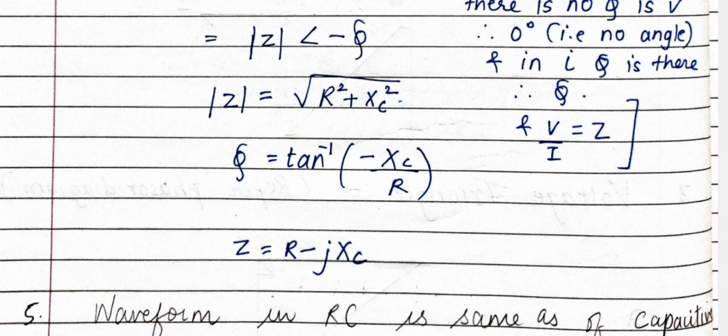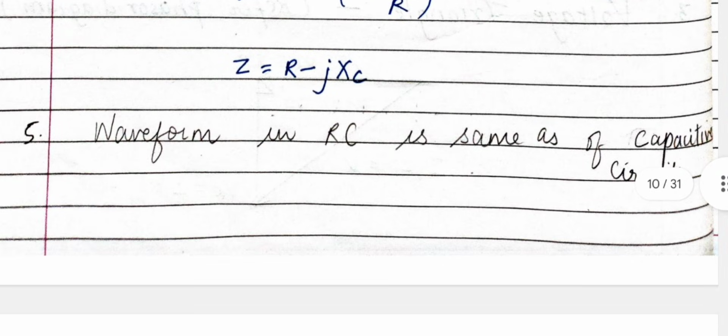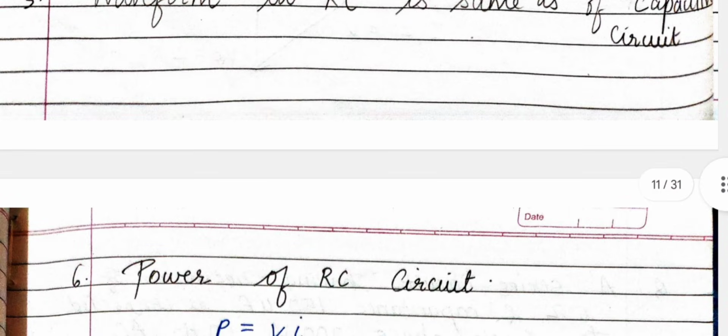So this was all about your impedance triangle. Here also, remember this waveform you also have to make, and this is again the same as that of the capacitive circuit. In my part 1 video I have explained this part, so only that diagram you have to take and draw over here, okay. So that is the capacitive circuit diagram.